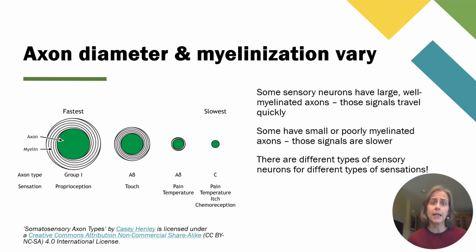So we have different types of sensory neurons for different types of sensations, and they're going to have different types of axons. So as we go through this unit, as we go through this lecture, you'll see that some have one type of axon, some have another type of axon, and that will be relevant when we talk about some things. So different types of axons for different types of sensory neurons, and therefore different types of sensations.